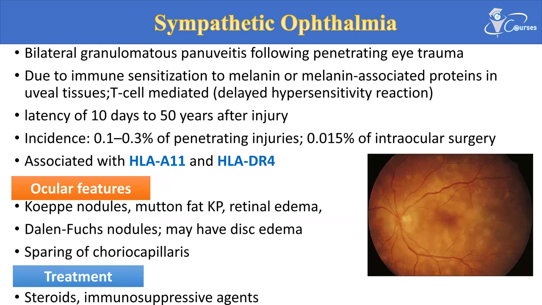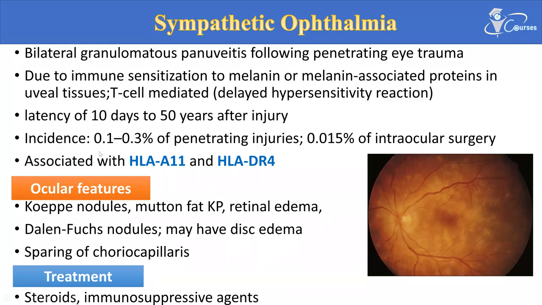There is a destruction of the melanin in the tissues containing melanin, including the uveal tissues. But here in sympathetic ophthalmia, this is due to sensitization of the immune system to the melanin or melanin-associated proteins in the uveal tissues. This kind of immune reaction is T cell mediated, or what's called a delayed hypersensitivity reaction. It doesn't always occur immediately after the trauma, but it can occur from a few days up to 50 years from the injury.